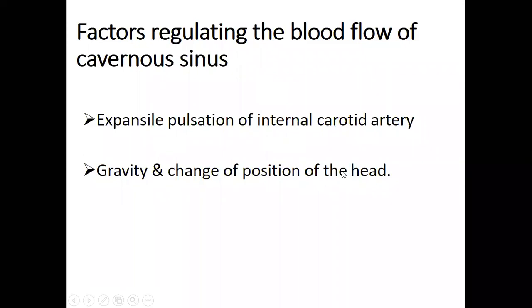Factors regulating the flow of blood in the cavernous sinus. Number one, the expansile pulsation of the internal carotid artery helps in the flow of venous blood. Another factor, gravity and sense of position of the head, also helps in or regulates the flow of blood in the cavernous sinus. So one is expansile pulsation of the internal carotid artery, second is gravity and sense of position of the head.